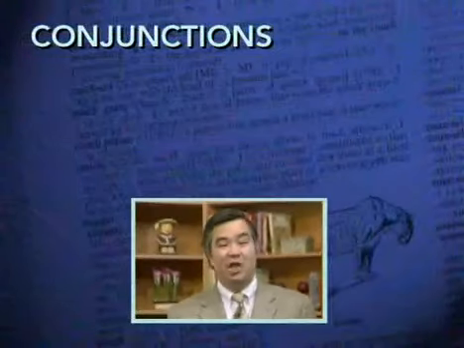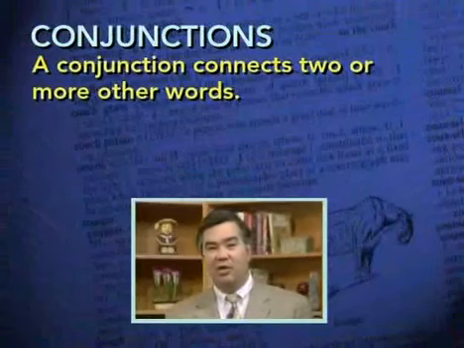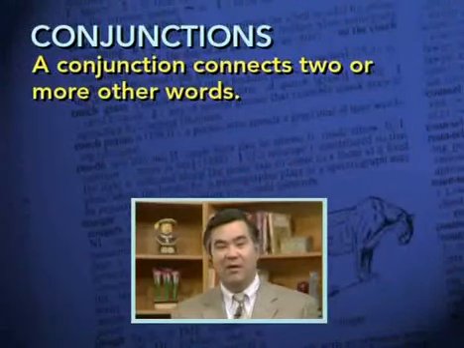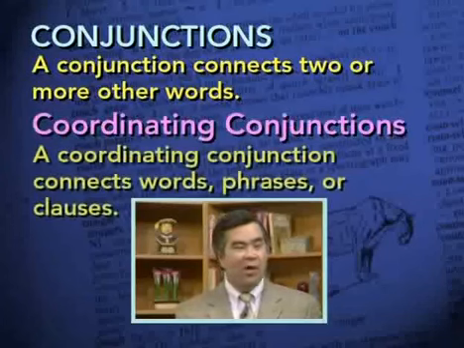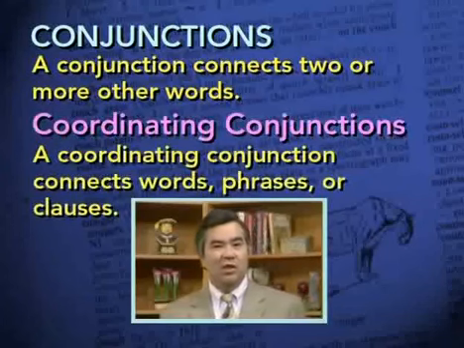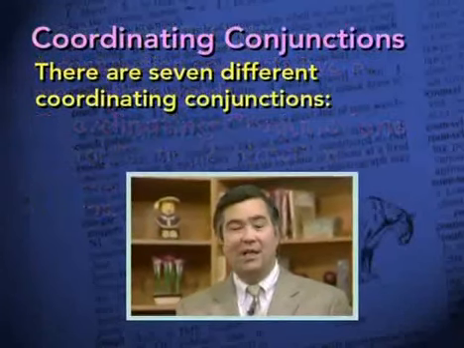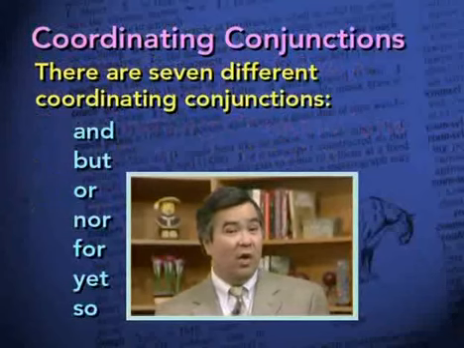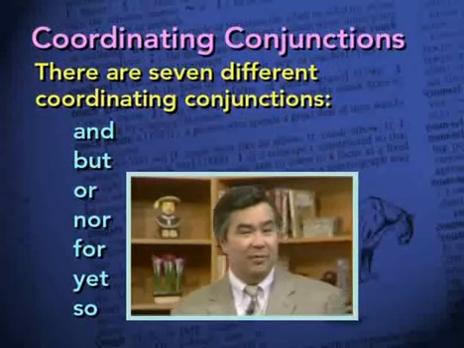The other type of connecting word that's important is a conjunction. A conjunction connects 2 or more other words. There are a few different kinds of conjunctions that you need to be aware of. First, coordinating conjunctions. A coordinating conjunction connects words, phrases, or clauses. And there are 7 different coordinating conjunctions. They are and, but, or, nor, for, yet, and so.